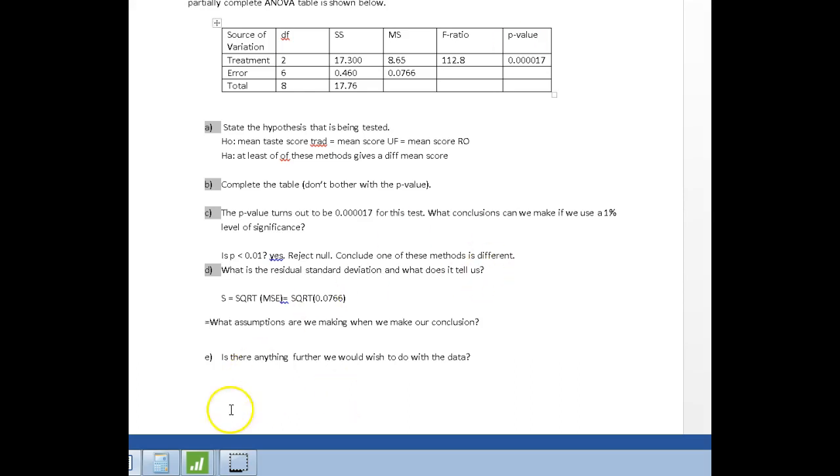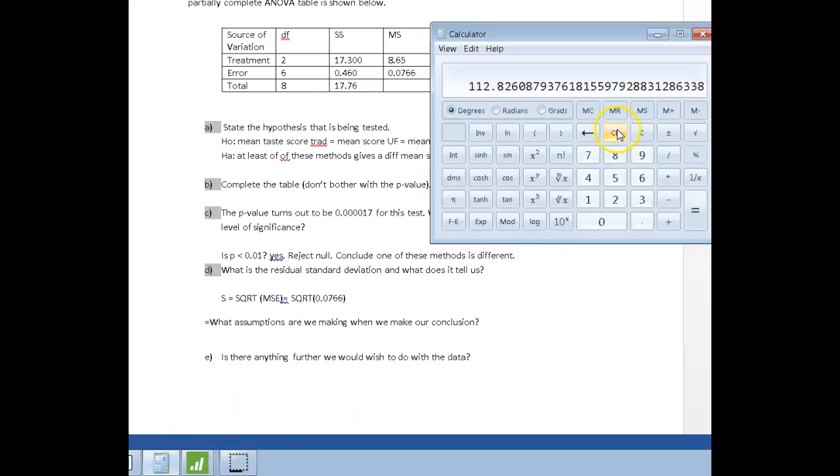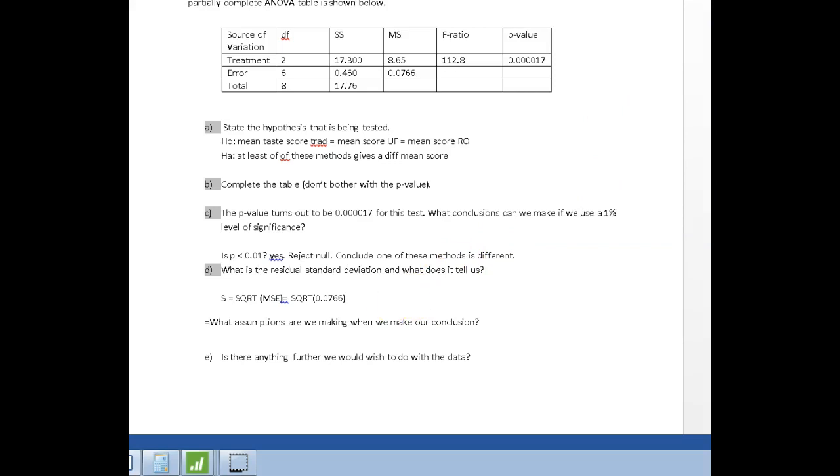And what is my answer going to be? Hang on, I got to get my calculator again. Alright, I want 0.07, yeah, no, there's a bunch of sixes. Take the square root of it, and we get 0.277, let's say. So that equals 0.277.